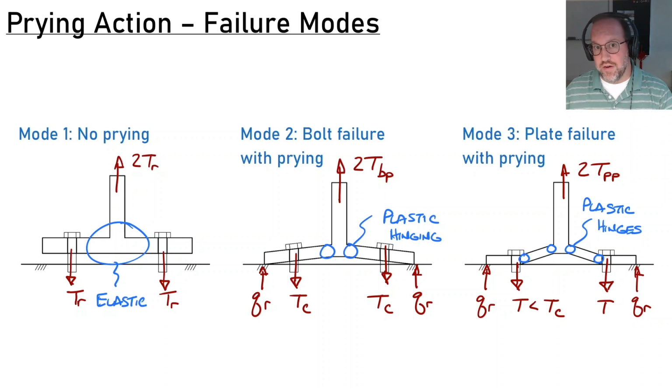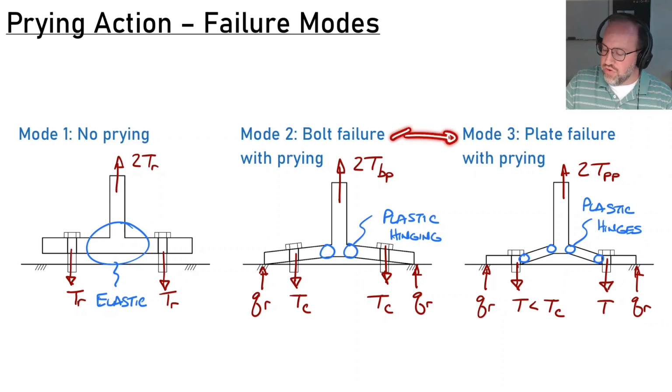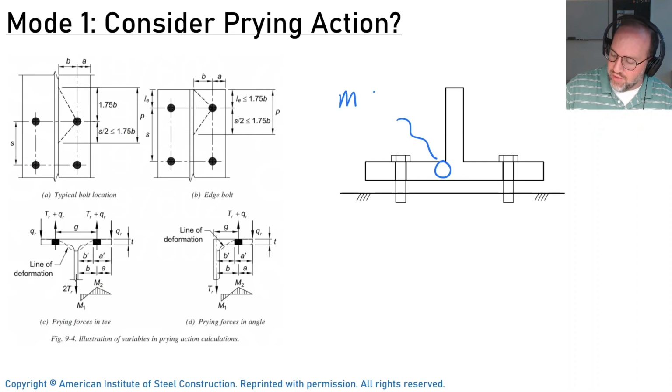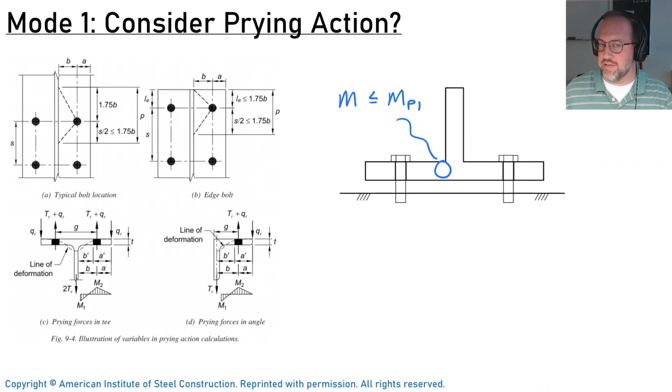So the idea here that we're going to follow is that first we're going to check to see if we need to consider prying at all. And if we do need to consider prying, we're going to see which of these two failure modes will control. So let's begin with the no prying case. If we're ignoring prying action, we need to make sure that the moment here remains elastic. So our moment there has to be less than our plastic moment capacity, which I'm going to call MP1 at that location.